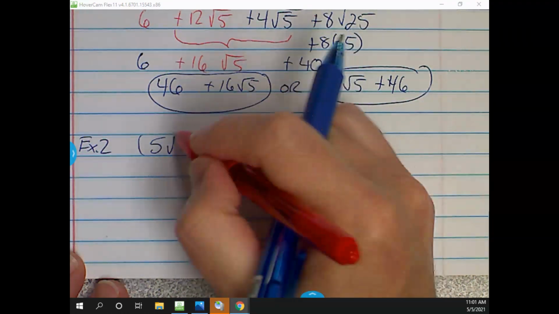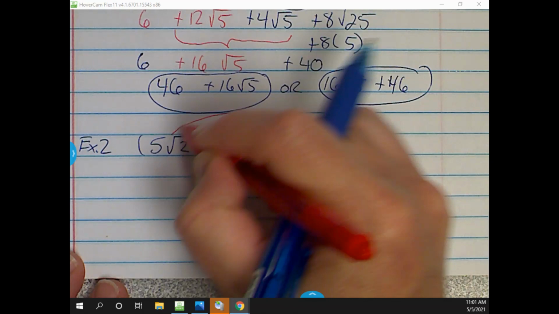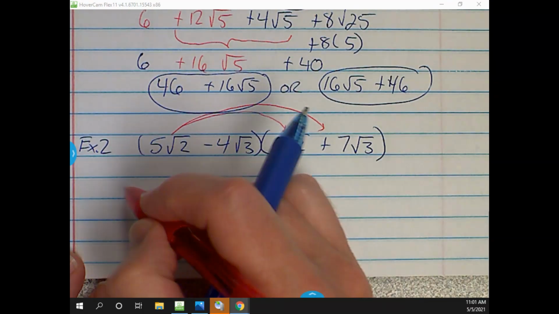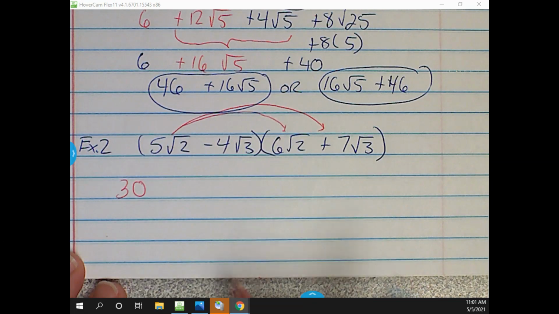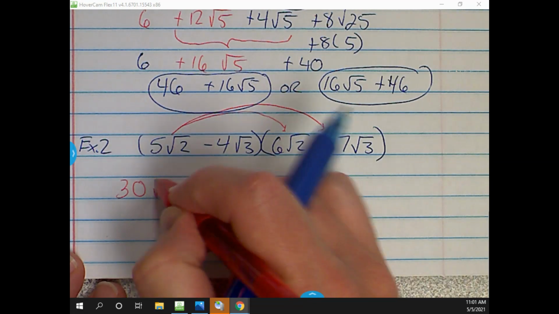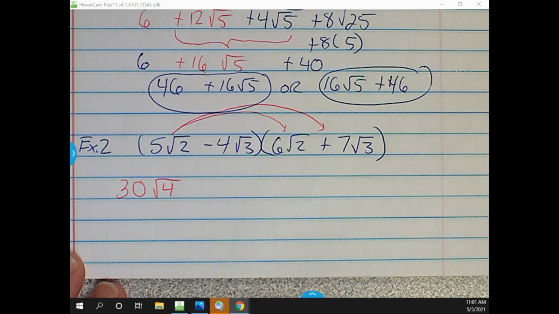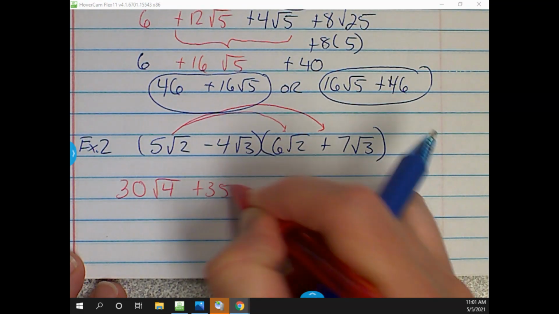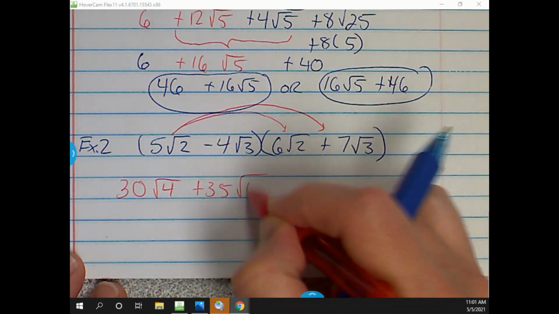Okay, so first thing is, again, we'll multiply everything by 5 square root of 2. So 5 times 6 is 30. Square root of 2 times square root of 2 would be square root of 4. 5 times 7 is 35. 2 times 3 on the inside is square root of 6.